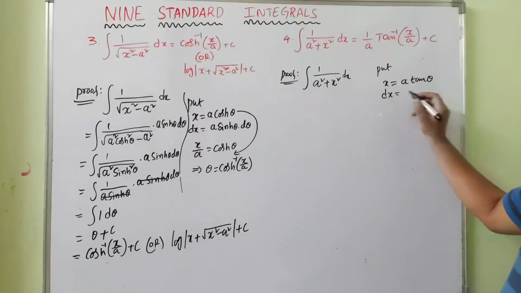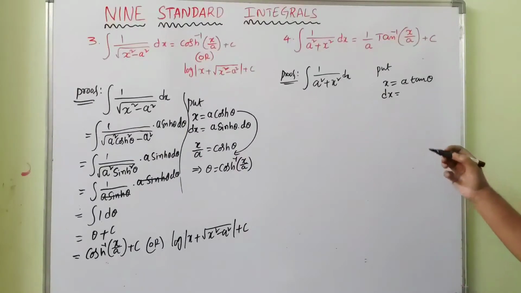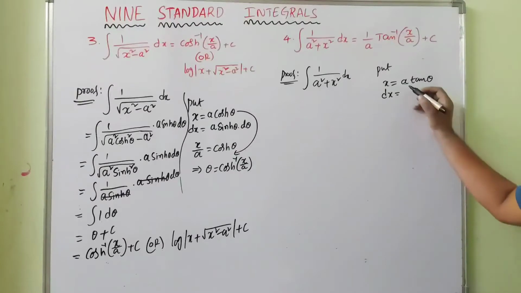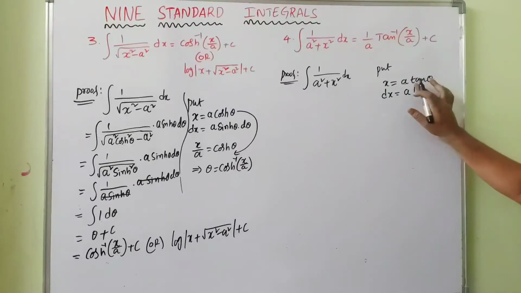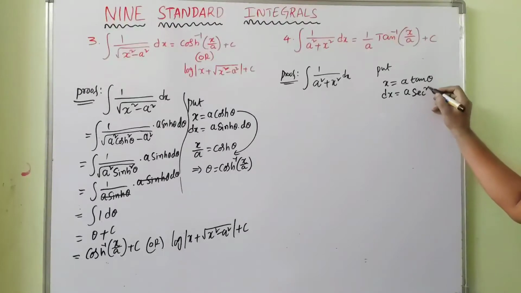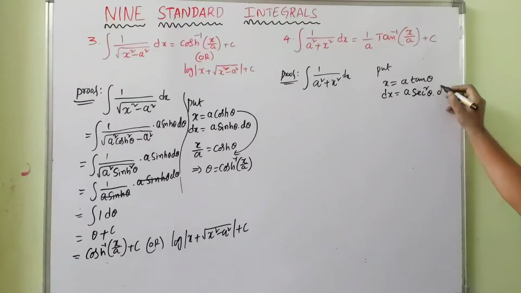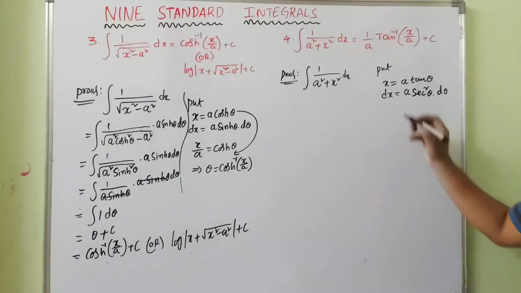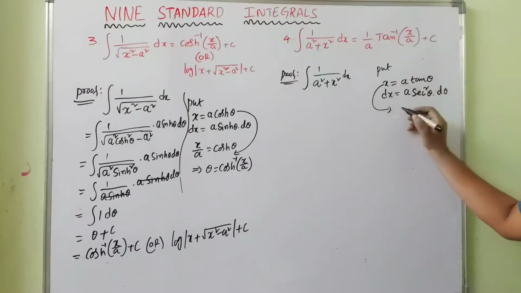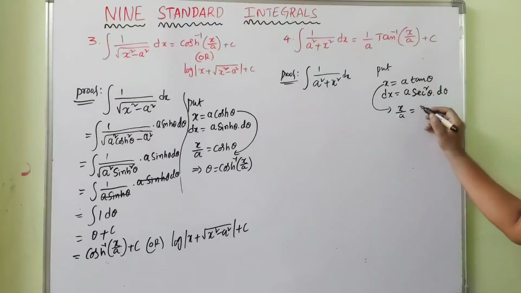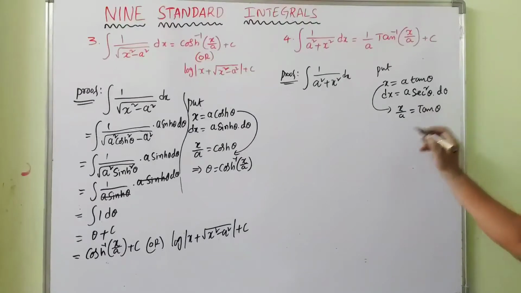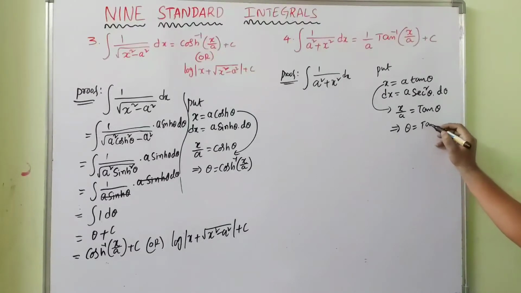Do differentiation. The derivative of x is 1 dx, a is constant, the derivative of tan theta is secant square theta, and because theta is there you have to write d theta. Now here divide on both sides by a, you will get x by a is equal to tan theta. From this you will get theta as tan inverse of x by a.